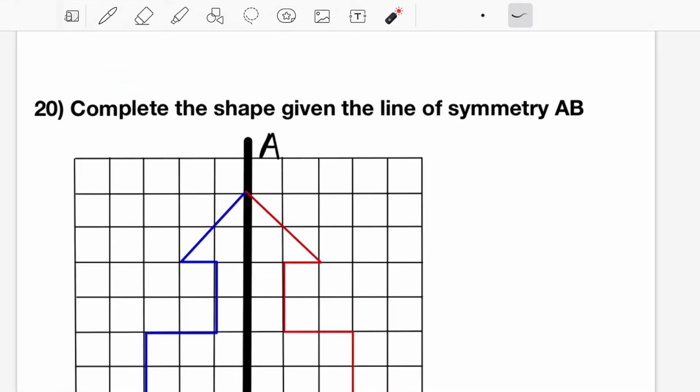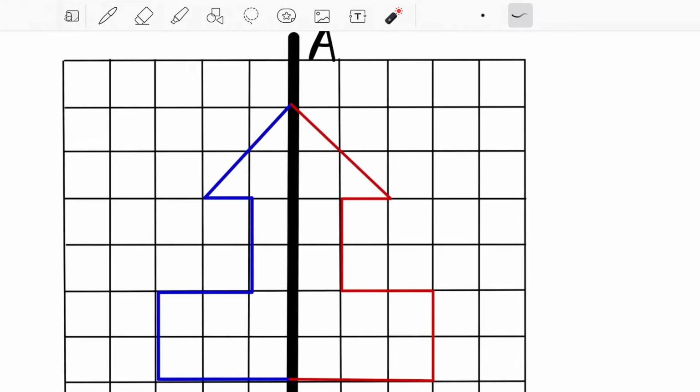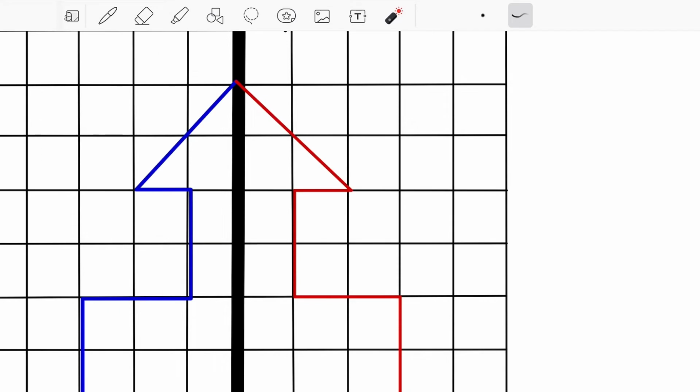Complete a shape given the line of symmetry AB. So one of the ways in which we can do this is we can count how far each corner is from the mirror line or line of symmetry. So the first point will be 2 blocks away, so we can come here and put it 2 blocks away. The next point would be 1 block away, so we come here and put it 1 block away. So we continue doing that and we plot all of our points, and then we can connect the points.